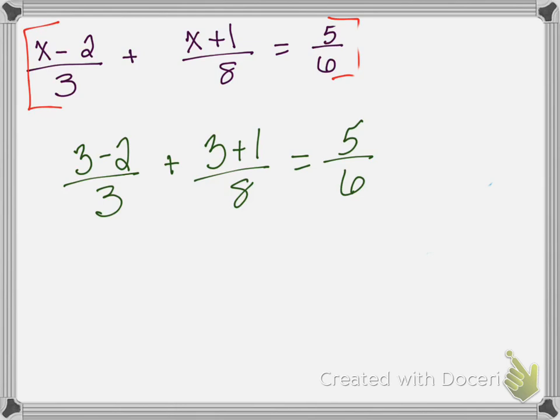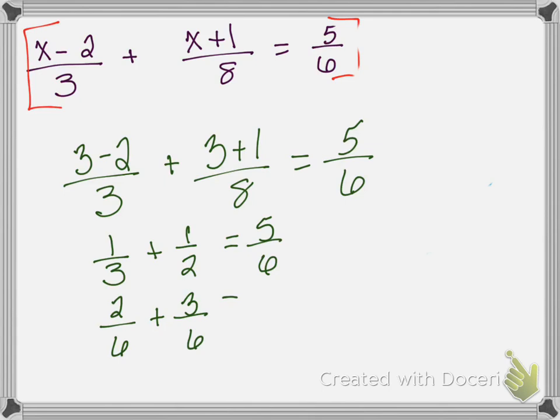Okay, 3 minus 2, what's 3 minus 2? Good, so I have 1/3. 3 plus 1 is 4, I apologize. That gives me 4/8. Now, 4/8 is the same thing as 1/2. Okay, so 1/3 plus 1/2 equals 5/6, and it does, because 1/3 is the same thing as 2/6. 1/2 is the same thing as 3/6, and that equals 5/6.